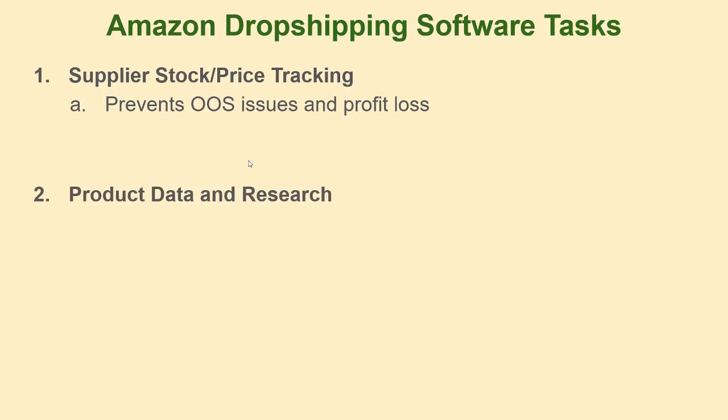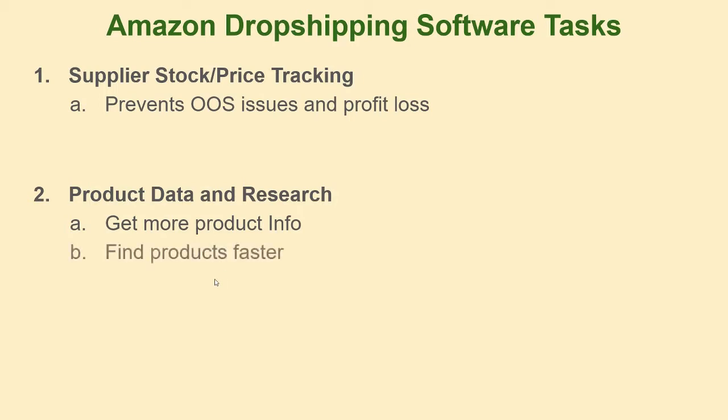Another part of this is product data and research. Now, product data and research, if you use software, it will automatically pull the product data off of your Amazon page, tell you the estimated sales, and other pieces of useful information. However, some of this information is possible to either get yourself manually, or it is possible to deduce some of the same information from the listing yourself without software.